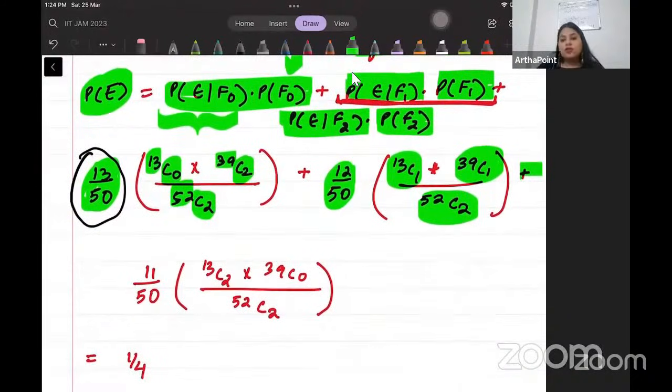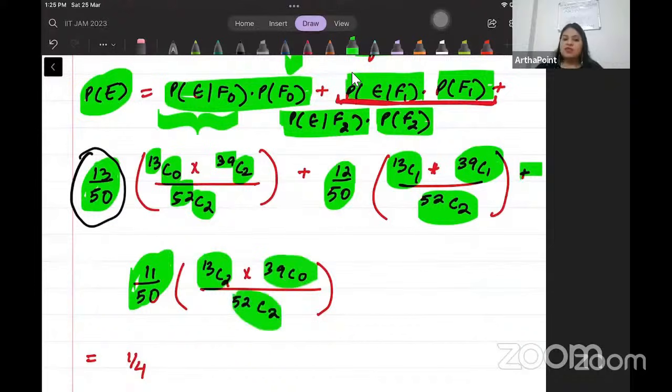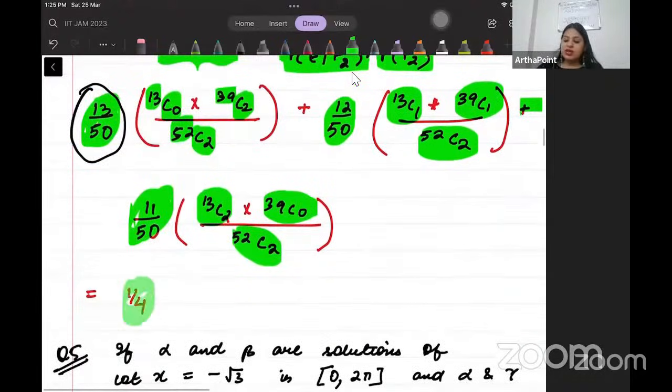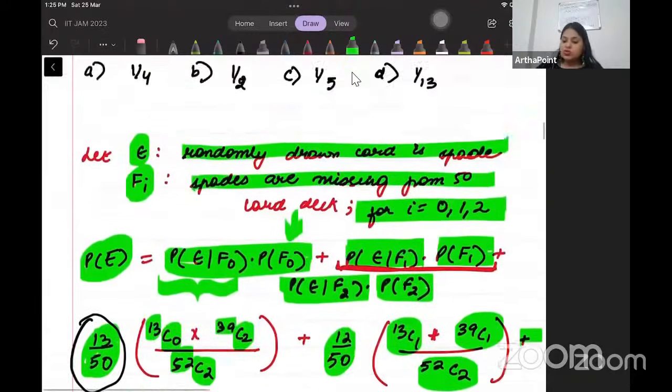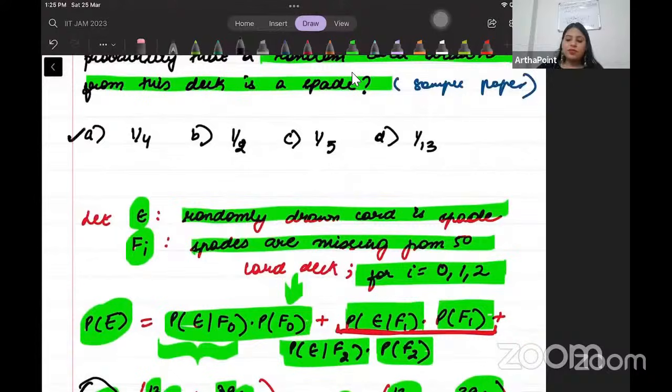So out of the total 2 cards I have missed both the spade cards, which means I'm left up with 11 spade cards out of 50. So this is what it is here. Into, I have missed 2 from the 13 spade cards. So 13C2. I have missed none from the other cards. So 39C0 upon 52C2. When you solve this, you will get the answer as 1 by 4. So the answer to this question will be 1 by 4.